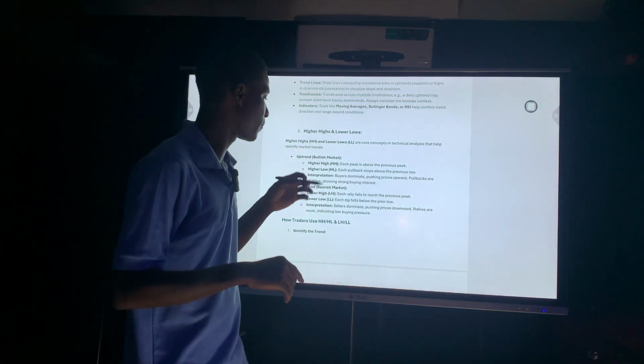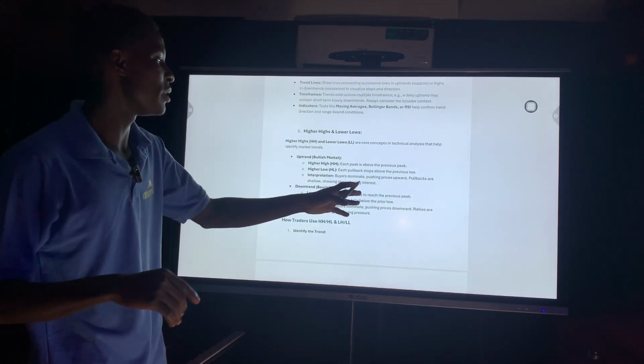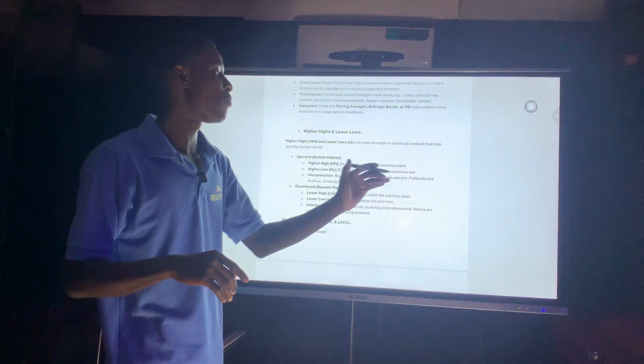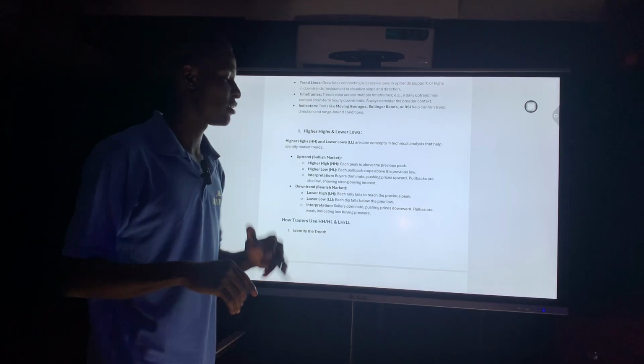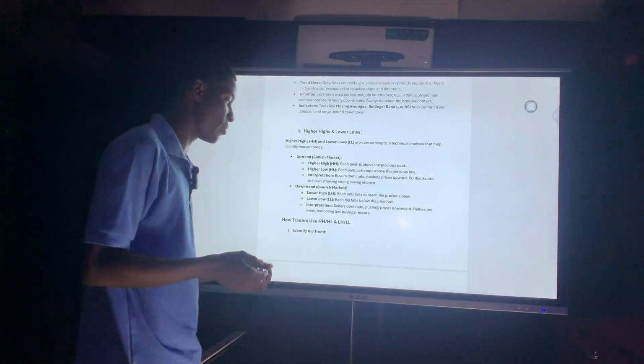So we have the interpretation. Buyers dominate, pushing prices upward. Pullbacks are shallow, showing strong buying interest. We have the downtrend, which is the bearish market.